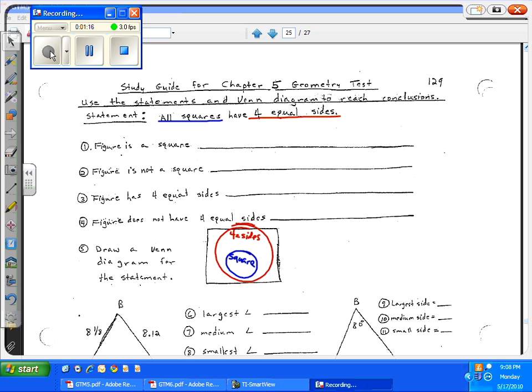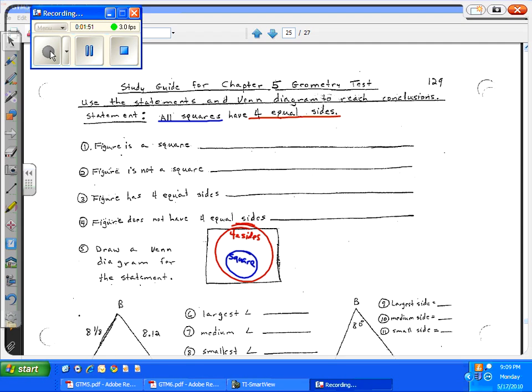Now, we want to be able to answer questions based on any of that, though. If it's a square, what's true? If it has four equal sides, what's true? If it's not a square, what's true? If it doesn't have four equal sides, what's true? So what can we conclude given that it is a square? What can we conclude given that it is not a square? What can we conclude given that it has four equal sides? What can we conclude given that it does not have four equal sides?